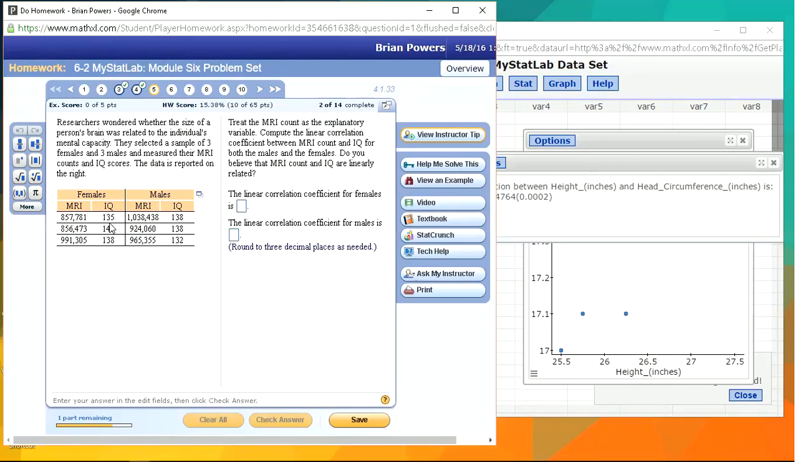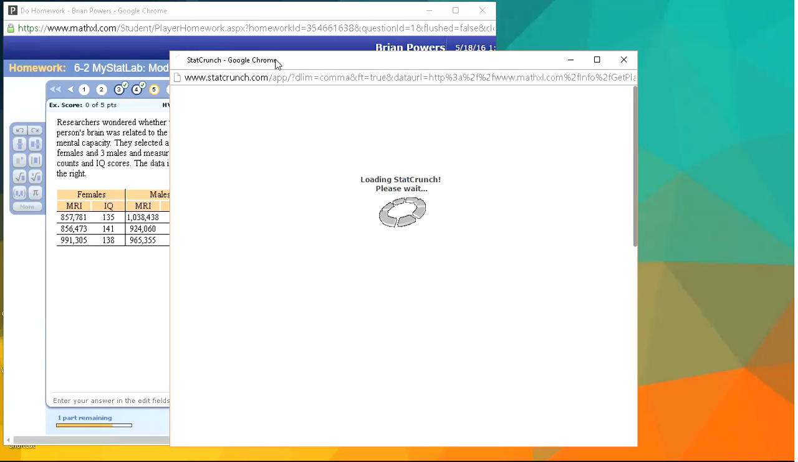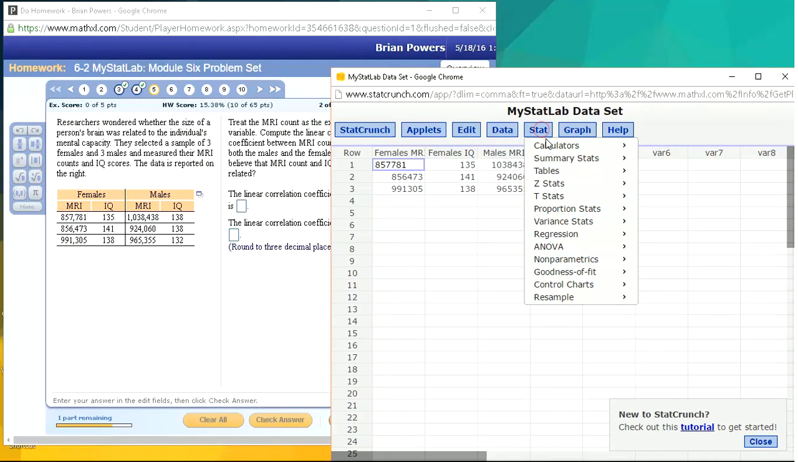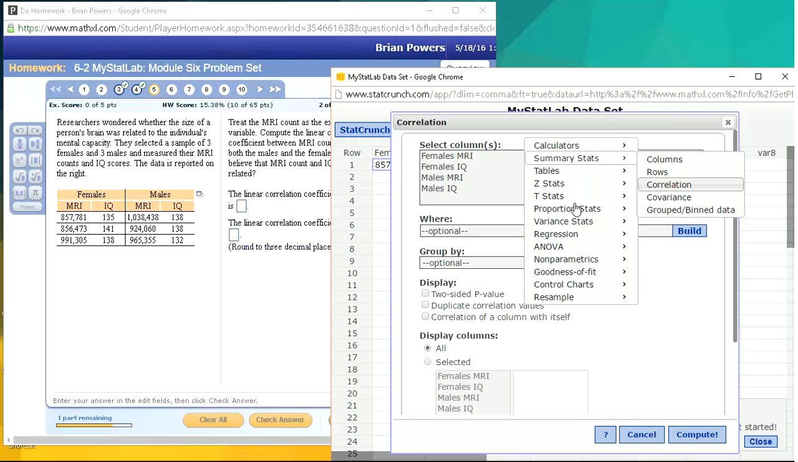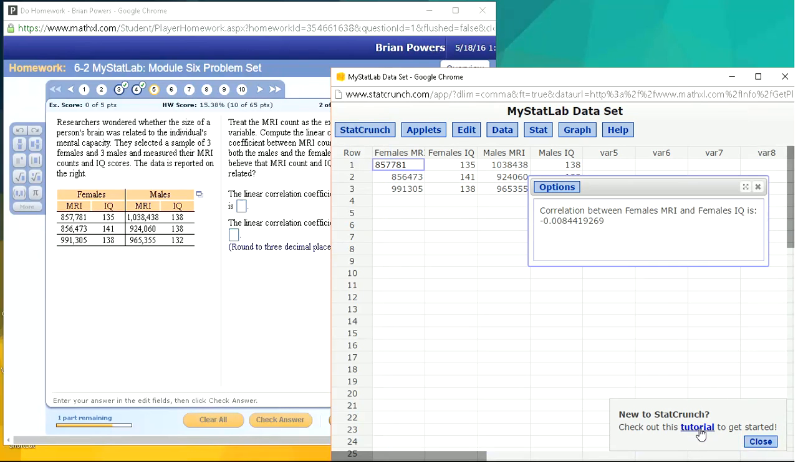Okay, so here we're going to calculate the correlation coefficient for both this very tiny set of data for females and the tiny set of data for males. Open this in StatCrunch, and this is where the choice of columns for correlation matters. I'm going to do it separately, because if I selected all of them, I think it's going to calculate correlation for everything. So I'm just going to do these two and hit compute.